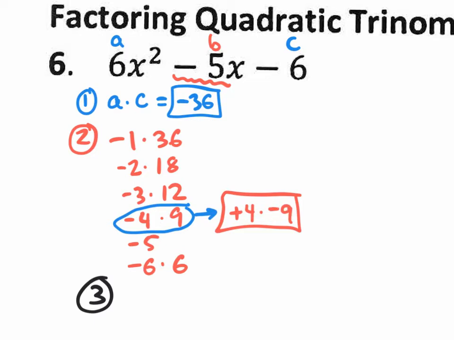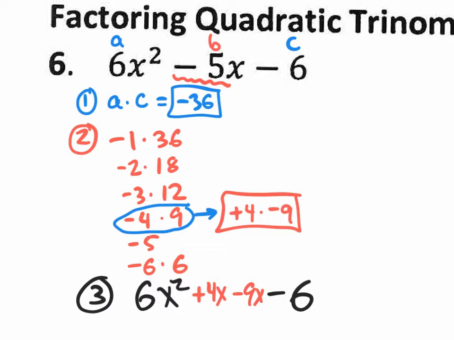So let's rewrite the whole thing. We have the beginning 6x squared. We have the end, the minus 6. But in between the minus 5x, instead of writing minus 5x, I want to rewrite it as plus 4x minus 9x. Let's write that down. Plus 4x minus 9x. Okay?